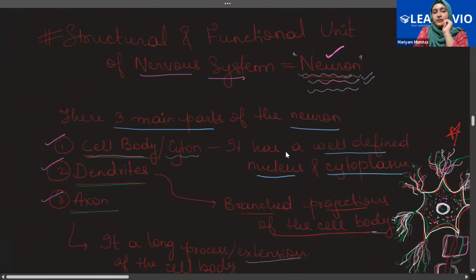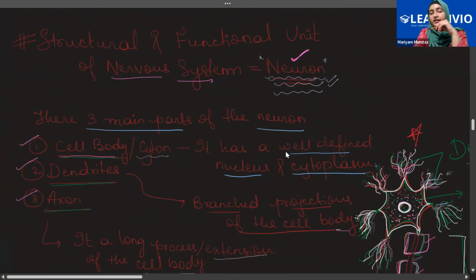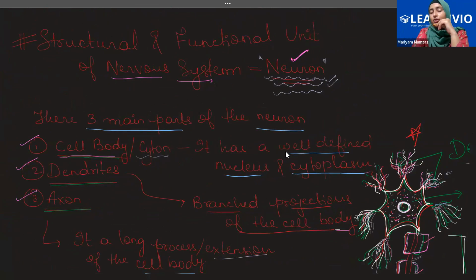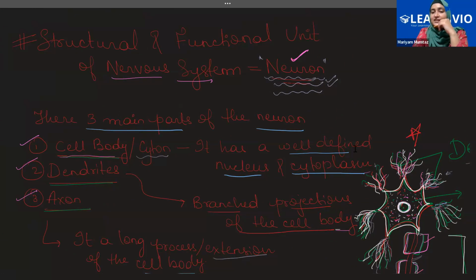Now we'll be talking about, like I asked, what is the structural and functional unit of our nervous system? So it is a neuron. Just like how the unit of life is? Cell. Very good, cell. So just like how cell is the unit of life, same way, neuron is the unit of our nervous system. If you remove neuron, our nervous system will be nothing, it will be zero.